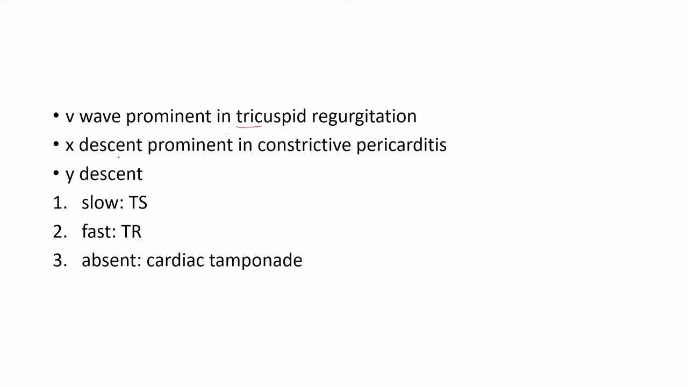The X descent is prominent in constrictive pericarditis. The Y descent is slow in tricuspid stenosis, fast in tricuspid regurgitation, and absent in cardiac tamponade. So in cardiac tamponade the Y descent is absent, and in constrictive pericarditis the X descent is prominent.